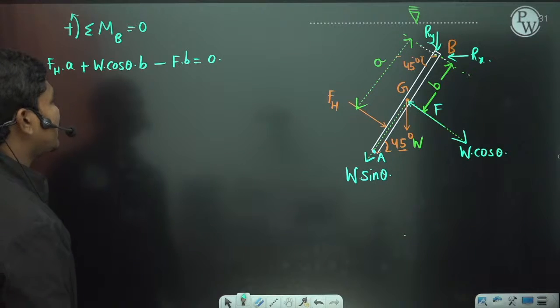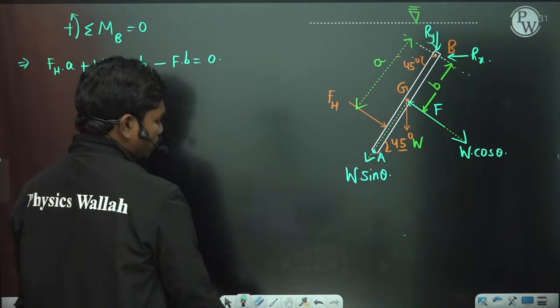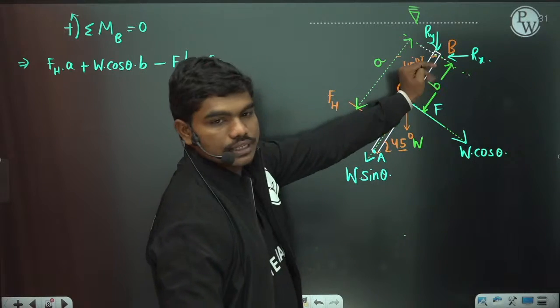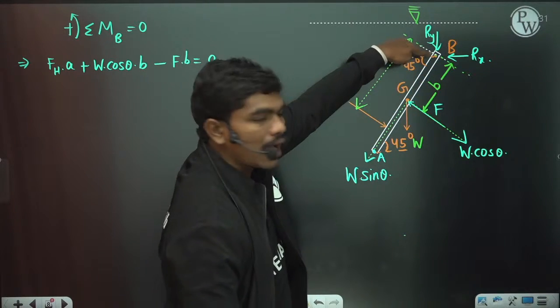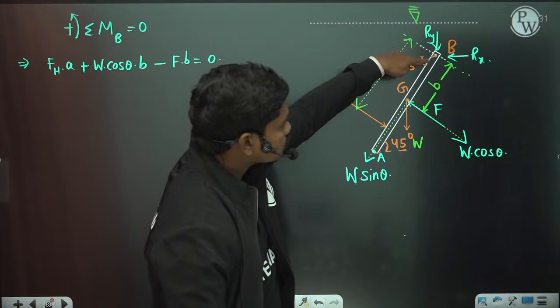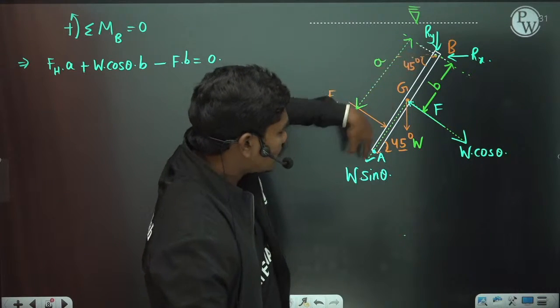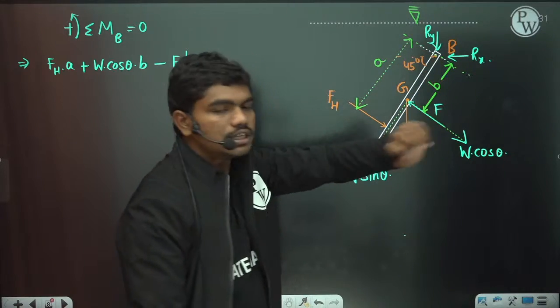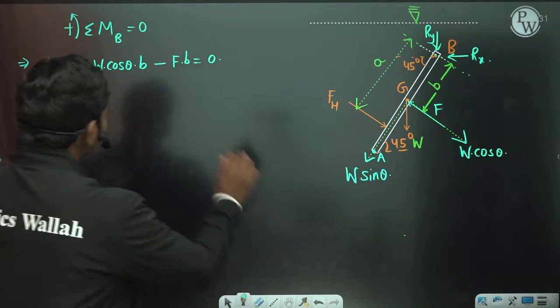So this is the equation, and of course you have one more component, this W sin theta, but its line of action is passing through the hinge, so about this point W sin theta doesn't have any moment. Similarly, these two reactions are also passing through this hinge, so no moments about them. Okay, so this is the equation.